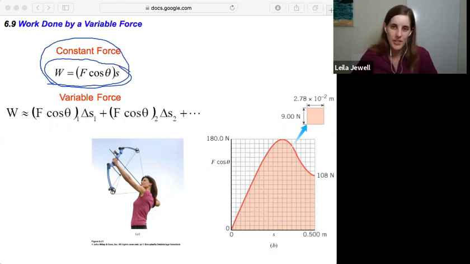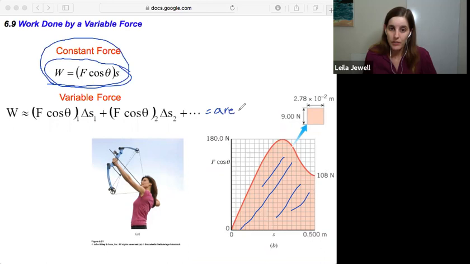So what we can do instead is approximate how much force in that direction is acting for this little displacement, and we can add up all the little bits. In other words, we can do a graphical approach and say, if this is the force that is acting in the same direction as the displacement, as a function of the displacement, then if we can get the area under this curve, then we can figure out the work done.